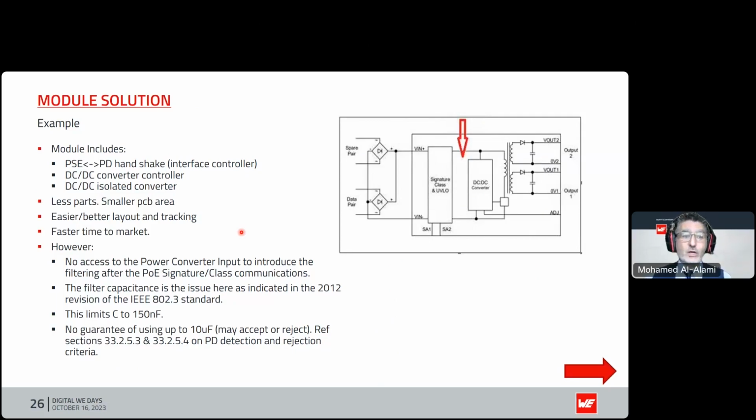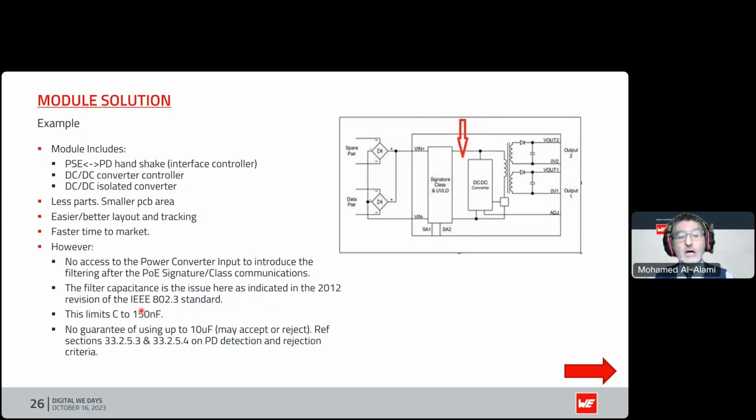But there's two issues. One is, of course, what I mentioned before, obsolescence and availability in the market. And the second, and for me more important, and this is something that we've seen with customers, is you have no access to the power converter. That's what this arrow is trying to show you. So from a PoE point of view, after the signature and classification, if you do not have access here, you are unable to add any extra filtering.